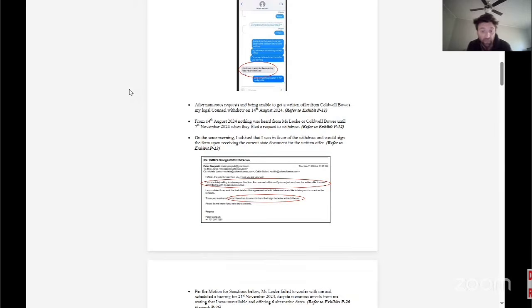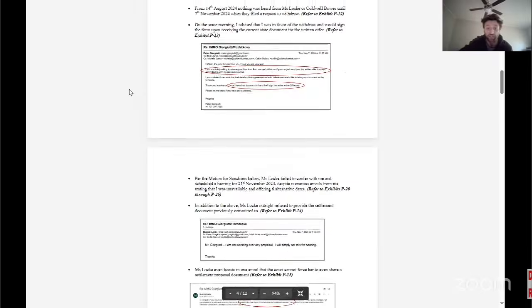Per the email in Exhibit P13, I say exactly this. I advise that I am in favor of the withdrawal and I would sign the form upon receiving the current state of the written offer. I'm not expecting them to complete it. I don't expect them to see it through. I assume the document is in some state that myself and Valeria can take it forward and go to mediation and get it done.